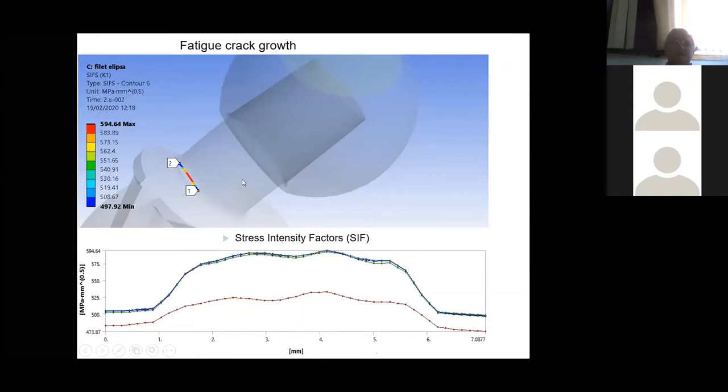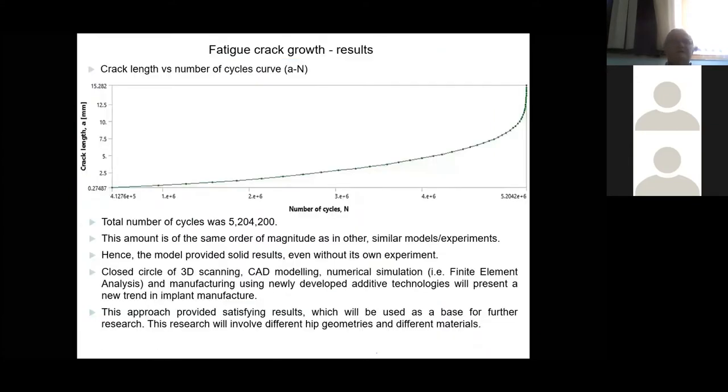So we can now have all data needed to construct this important curve, which is crack length versus number of cycles. Now, this is only due to loading and material geometry. Let's say we don't know what the critical crack length is, let's say we don't know any material property, but still we can use this curve to estimate component life.